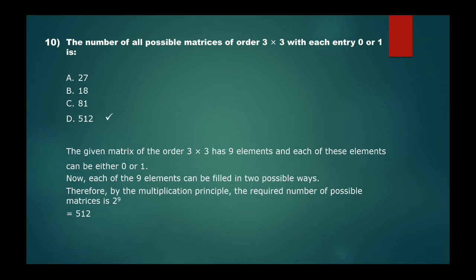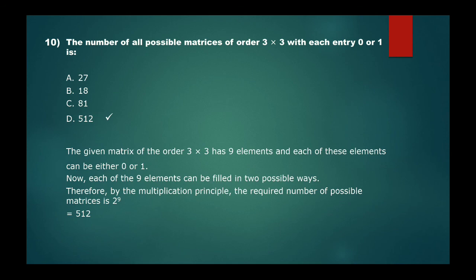Next question. We have the 10th question, that is the number of all possible matrices of order 3 cross 3 with each entry of 0 or 1. Now we have a 3 cross 3 matrix, that is 3 rows, 3 columns. So the given matrix is of the order 3 cross 3 and has 9 elements, and each of these elements can either be 0 or 1. Now each of these 9 elements can be filled in 2 possible ways. Therefore, the required number of possible matrices is 2 power 9.